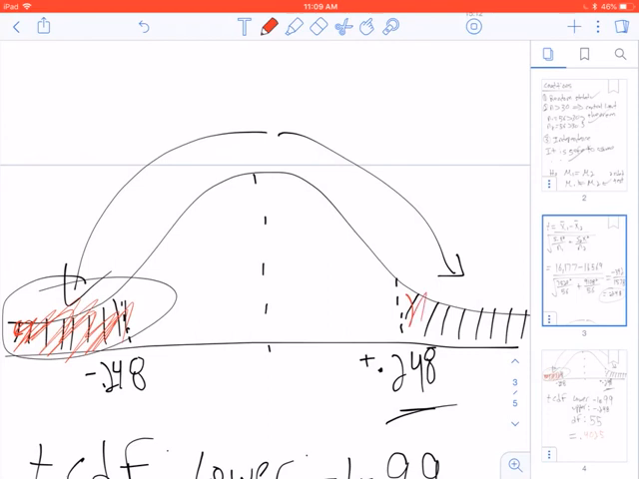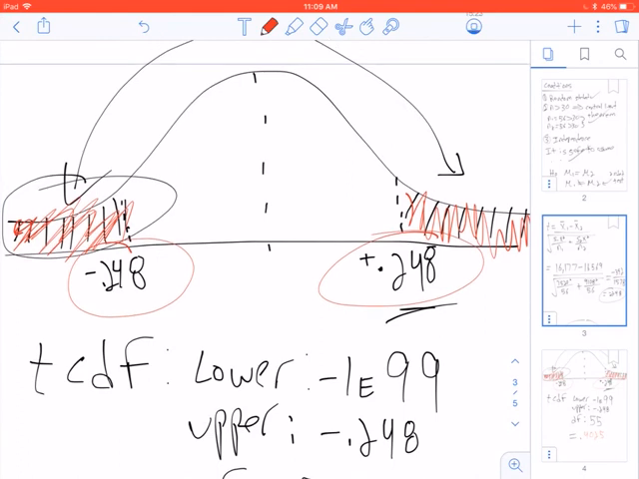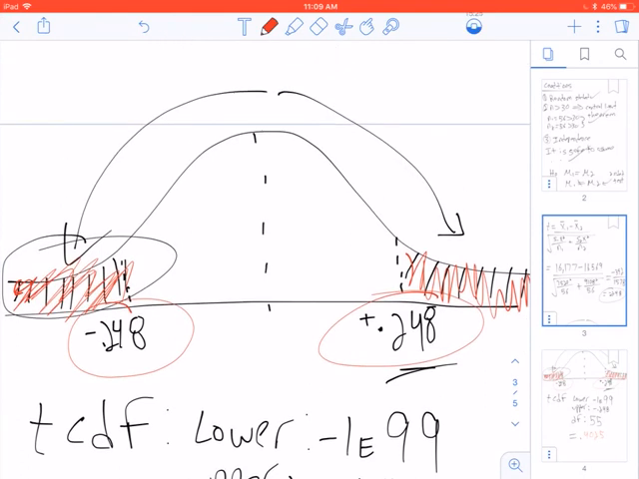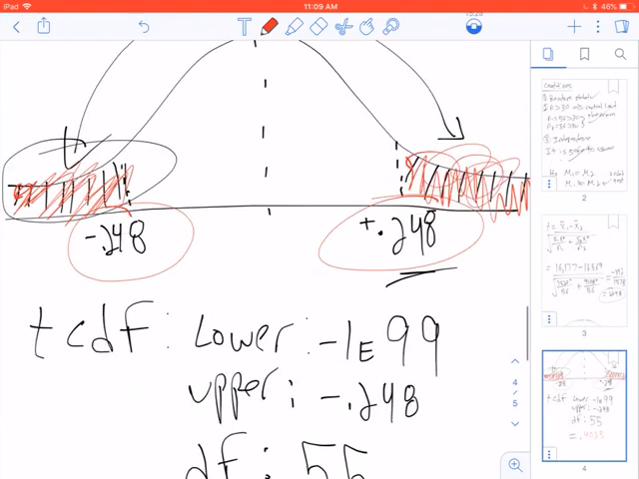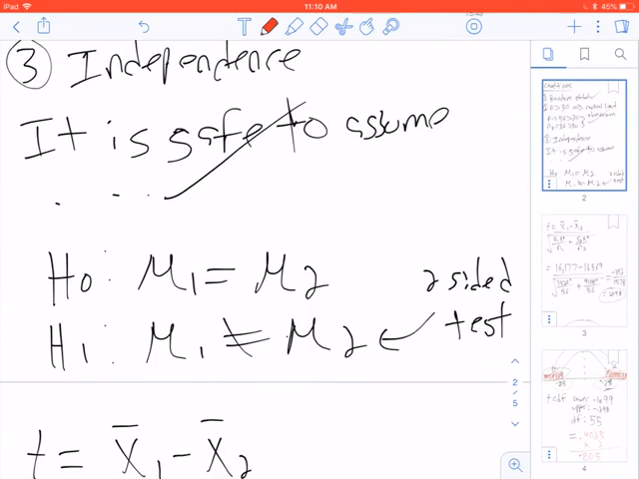Now remember, that's just this area on the left. Well, guess what? This area on the right, because the distribution is symmetrical, and this is just the negative version of this guy, this area is actually going to be exactly the same. So if I want to find the area of getting a test statistic that small or smaller, or this large or larger over here, I can take what I got for the first one and just multiply it by 2, and I'm going to get 0.805.